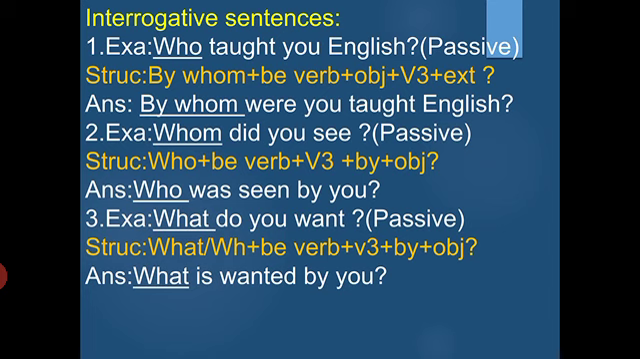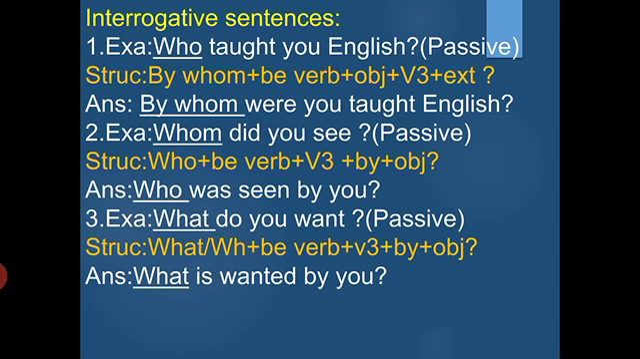Number 2, whom did you see? For whom, we have taken who, then be verb, then V3 plus by plus object. And the answer is who was seen by you.